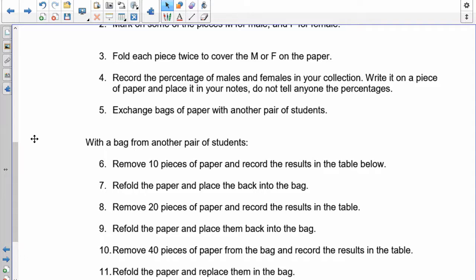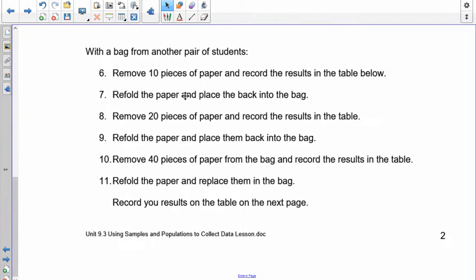If you're at school, you could exchange the bag of paper with another person and you both do this exercise, and then only you would know the actual number of the 50 fish in your bag and the other person would know the number in their bag. So with the bag from another student, or if you only have your own with yours, I want you to remove 10 pieces of paper and record the results in the table on the next page.